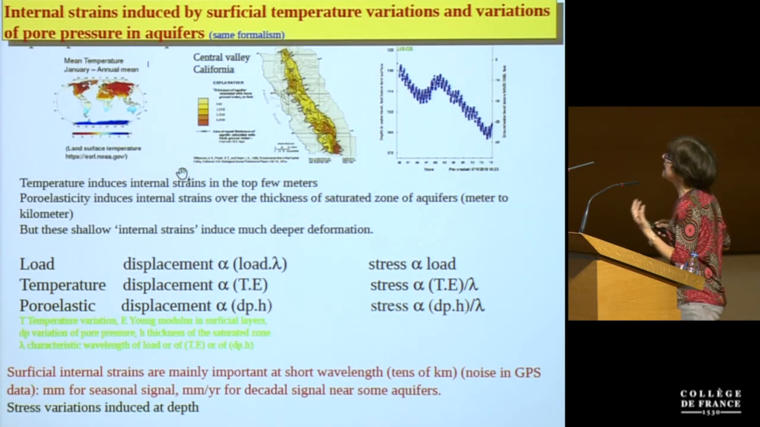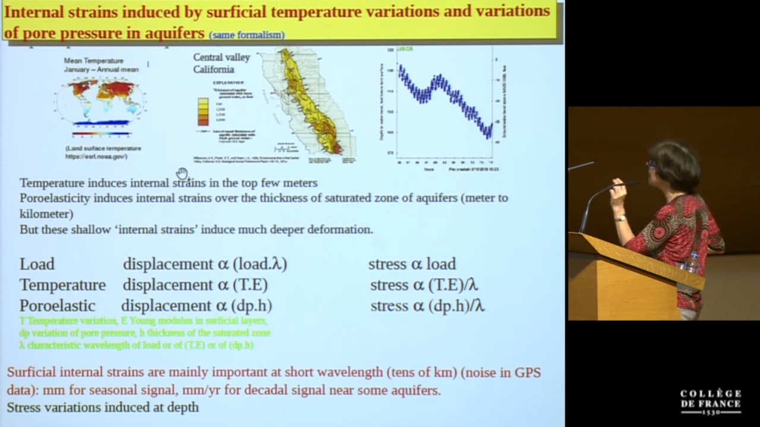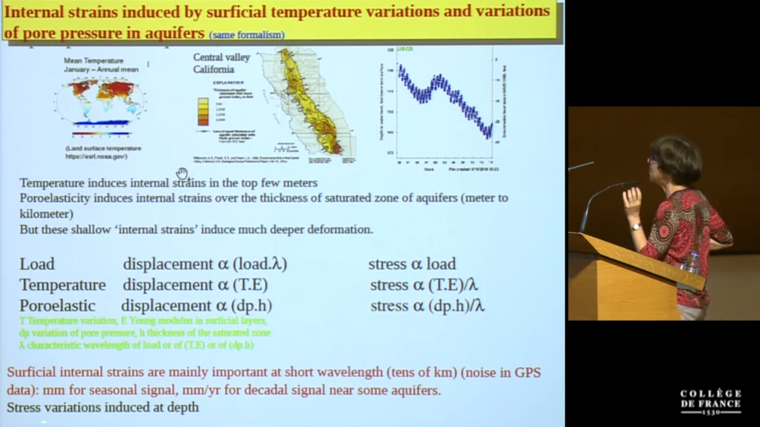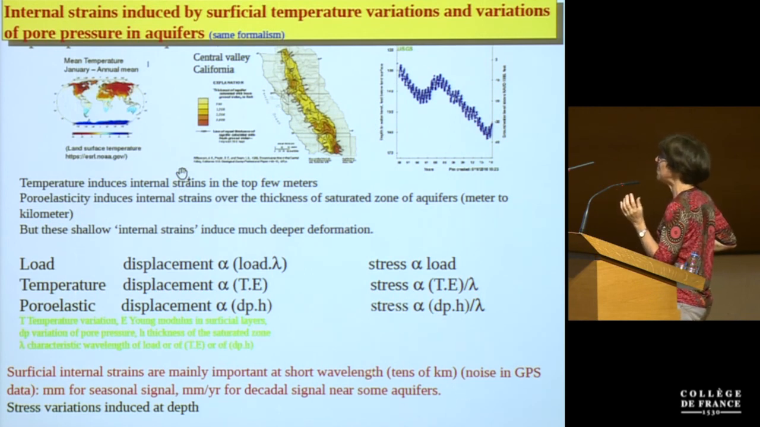And then a last effect is linked to internal strains in the top layers, linked to temperature variations in the top few meters or to pore pressure increasing inside aquifers. These are very shallow layers, but these internal strains can induce deformations much deeper. Unlike loads or GIA, for which, if one takes simple models with uniform mechanical properties, the displacement is proportional to the wavelength and the stress is independent of wavelength, for those two effects the displacement is independent of wavelength and the stress is proportional to one over the wavelength. So those two effects will be important to induce stresses, but they will induce velocity perturbations mainly at short wavelengths. Typically, they will induce noise in the GPS data.